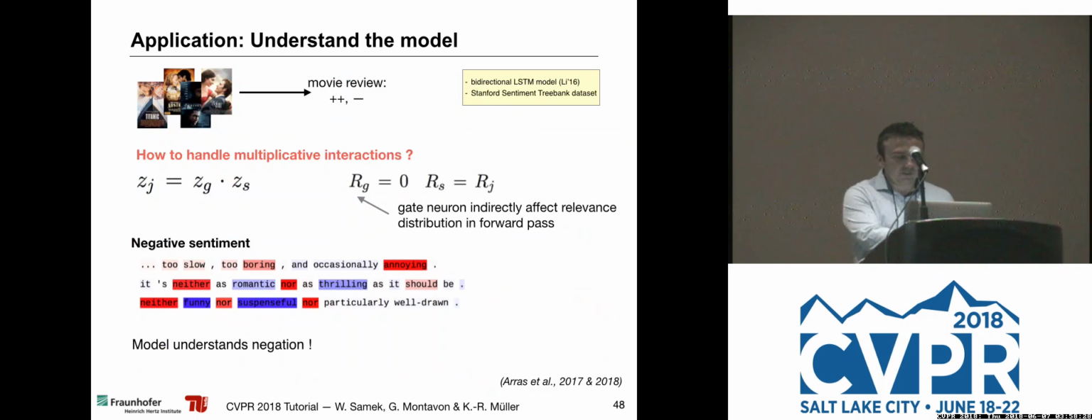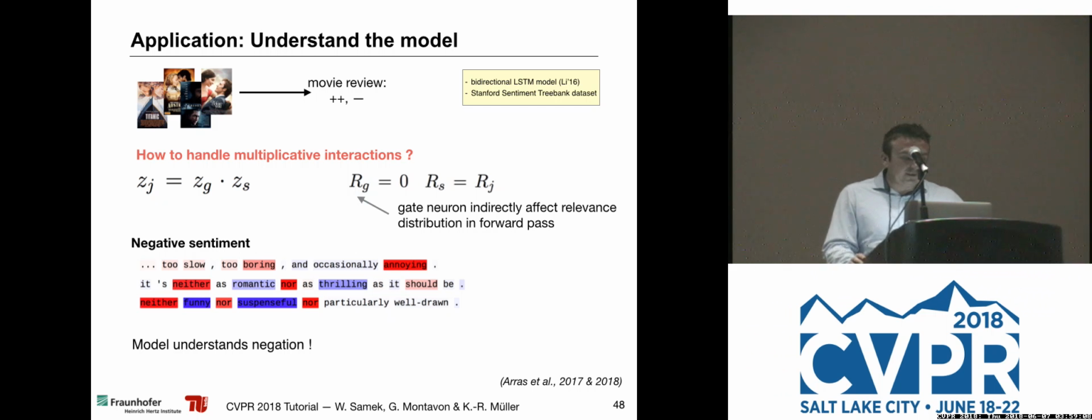Another example where we try to understand the model, again on text. On the sentiment classification task, we use this LSTM model. One thing which was kind of new in this paper is that LSTMs have this multiplicative interaction, so it was unclear at first how to redistribute relevance over this multiplicative gate. We came up with a rule which works quite well. I won't go into details on that, but the nice thing you see in the examples below.